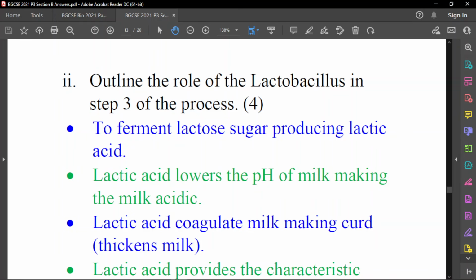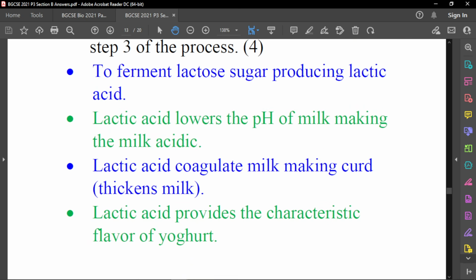Now, part 2 of this question is outline the role of lactobacillus in step 3 of the process. And it's a 4-mark question, so I have a number of marks right here. One is to ferment lactose sugar. Remember, lactobacillus again is lactose. So you ferment the lactose sugar, you break it down, and produce lactic acid.